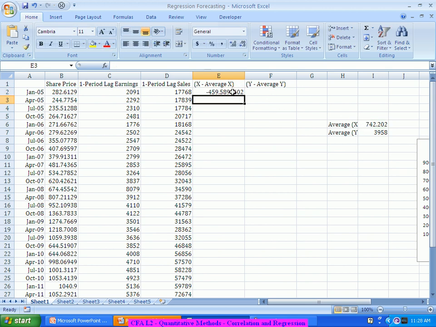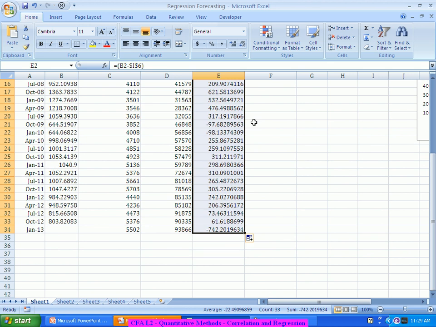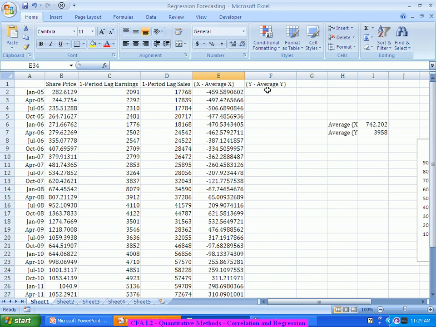Alright. So I am doing it for every element of x, with respect to the average of x: x minus average of x. Similarly, I am doing y minus average of y. So every element, I am subtracting from the mean. That's how we are doing it.